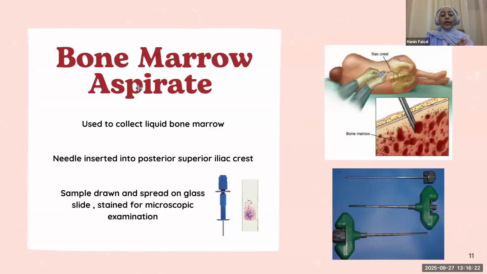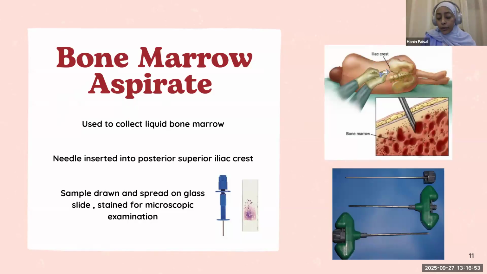Okay, now we're going to talk about two processes of how to extract the bone marrow. You have two things: you have bone marrow aspirate, and you have bone marrow biopsy. The process is like this. You get a needle, and you go to the posterior iliac spine, and you insert this needle into the posterior superior iliac spine, and you collect the fluid. Either you collect the liquid bone marrow or the solid. The liquid is basically the aspirate, while the solid one is the bone marrow biopsy.